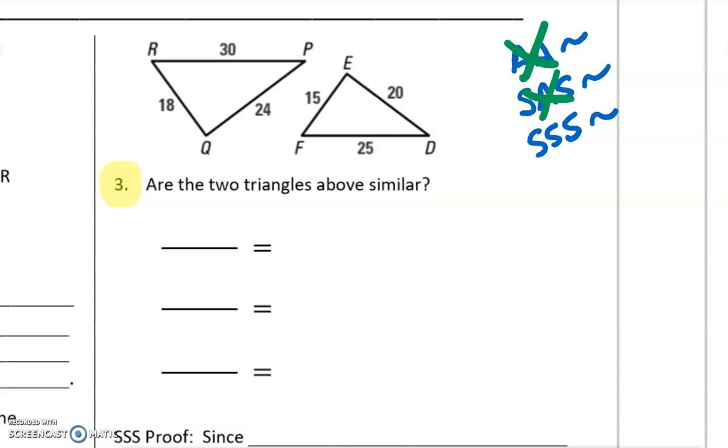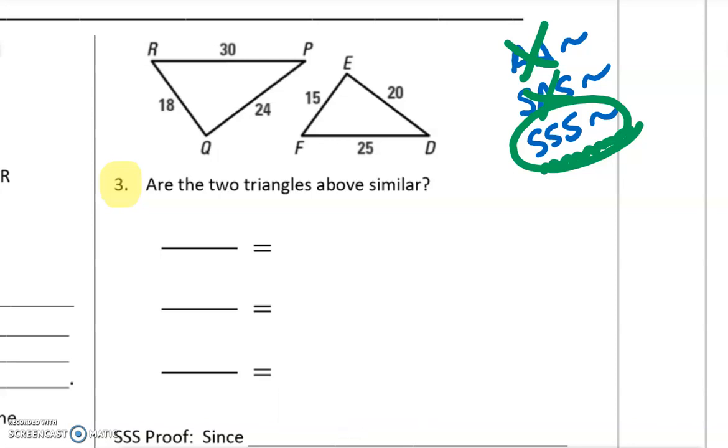So if these triangles are similar, it's going to have to be because of the side, side, side similarity theorem. That doesn't mean that automatically they are. We have to check them. So how do we do that? We're going to check to see if all of the corresponding sides are proportional to one another.